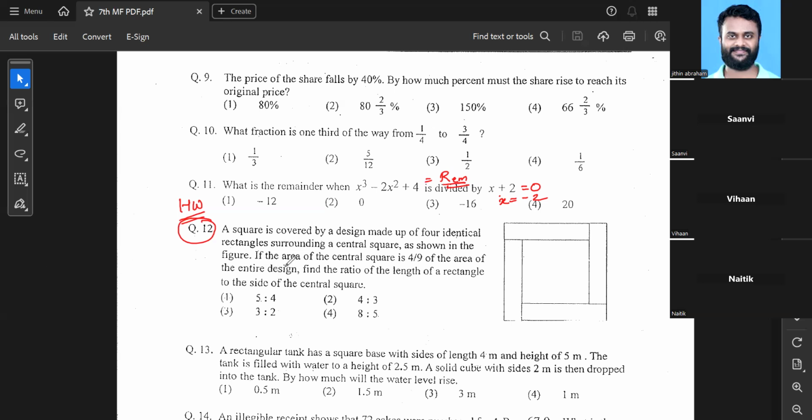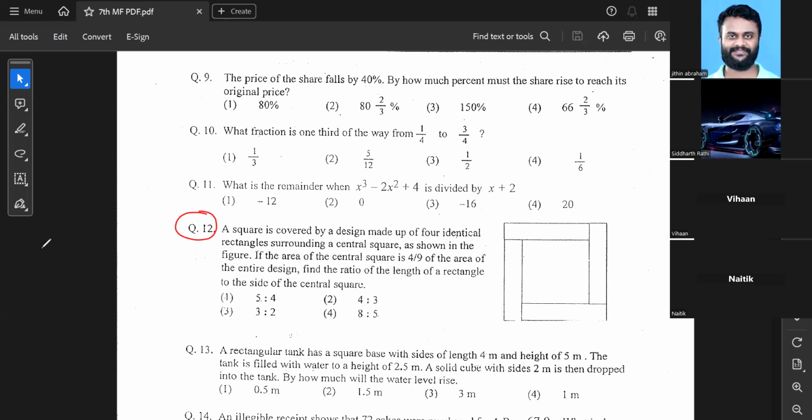So let's go for the 12th one, dear children. A square is covered by a design made up of four identical rectangles surrounding. Sir, you have given this sum as homework. I had given the 11th sum as homework, but somebody said that they don't have any idea how to solve it. Hence, I solved the 11th sum. The 12th one, let me just read. Let me just see whether it is a homework type sum. Sir, you can give us homework, sir. Not that hard. Looks like it. Yeah, it looks like it.